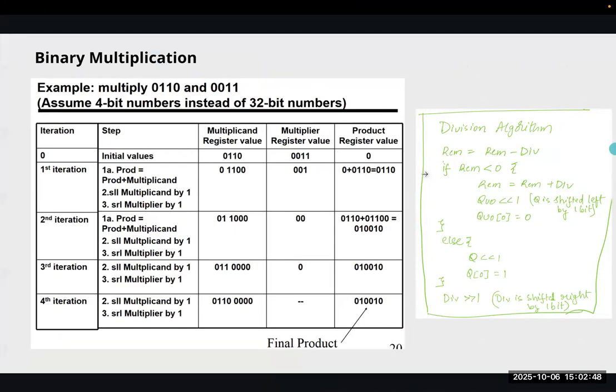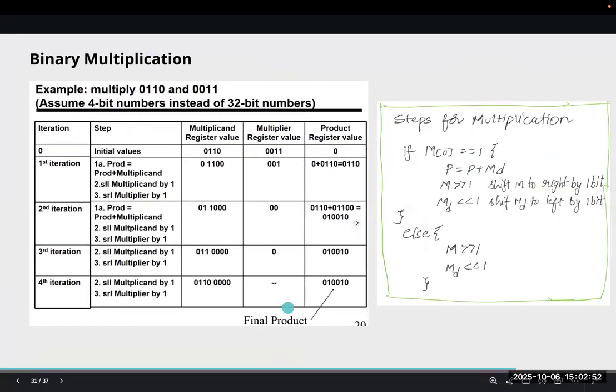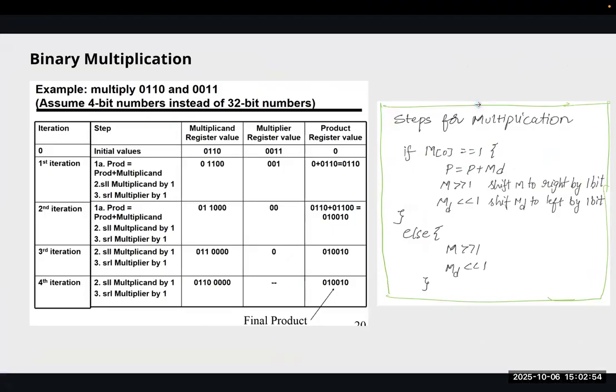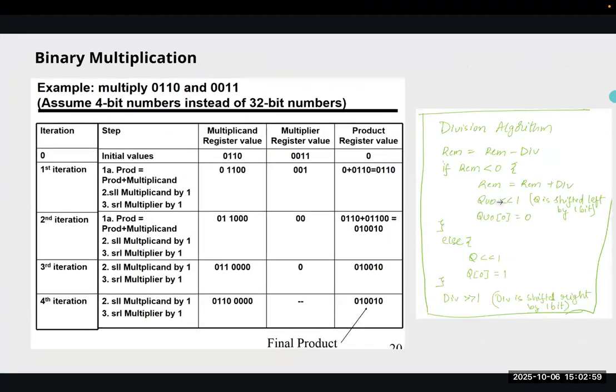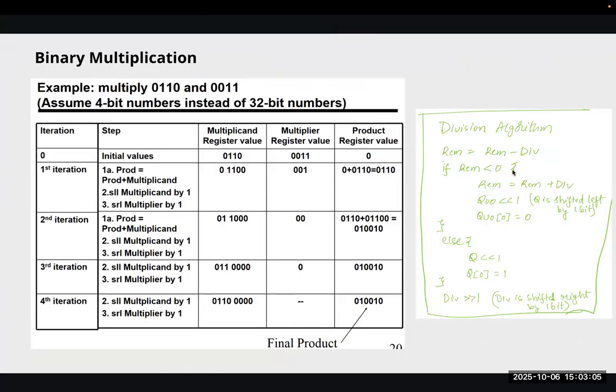So, ignore the name. Let's talk about the division algorithm. Just like how we had a simplified, straightforward understanding of the steps for multiplication, we have the same for division here. Again, put this on your cheat sheet. It's going to be really helpful. The way this works is you have the remainder. Remainder equals remainder minus divisor.